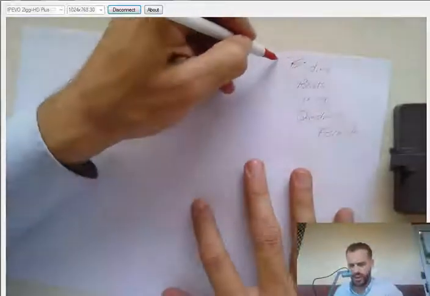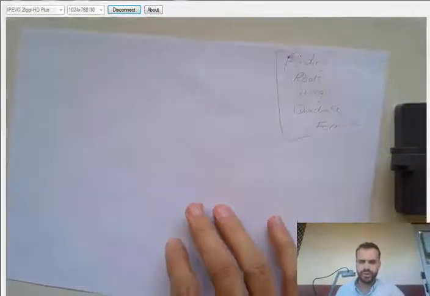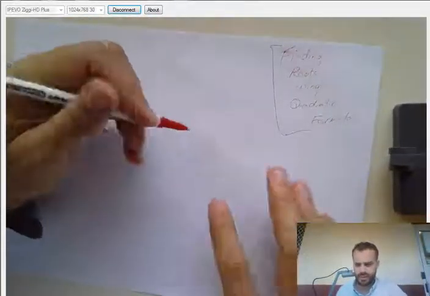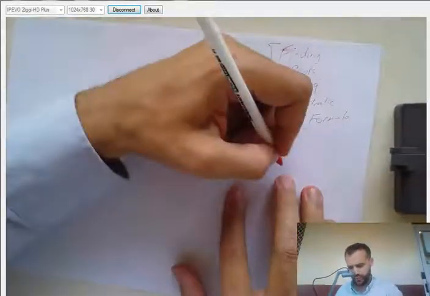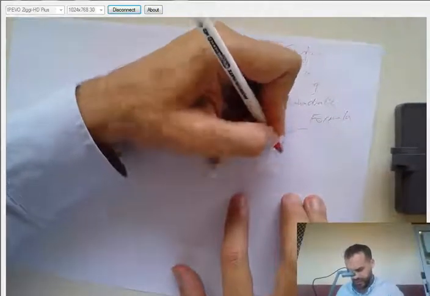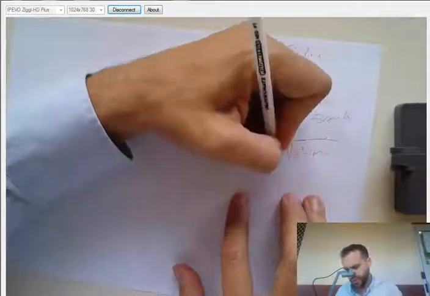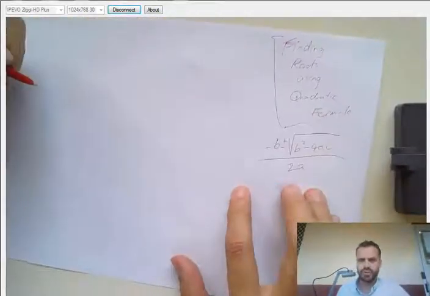So a quick video here to talk about finding roots using the quadratic formula. You remember roots are the x-intercepts. You should also know that the quadratic formula is negative b plus or minus the square root of b squared minus 4ac, all over 2a.